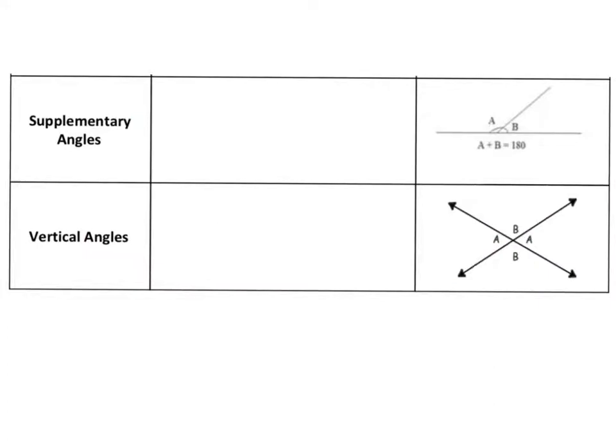Two more types of angle relationships. The next one is called a supplementary angle. This is similar to a complementary angle, except the sum of supplementary angles, so when you add those two angles together, you get a sum of 180 degrees. So this makes a straight line now.